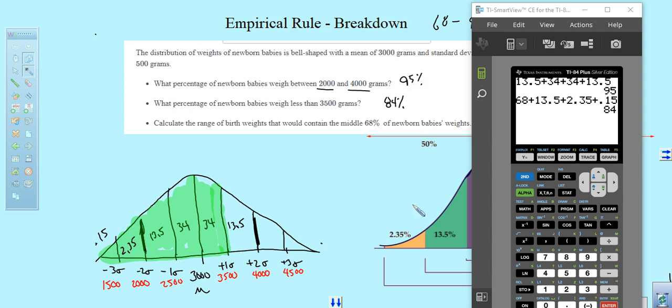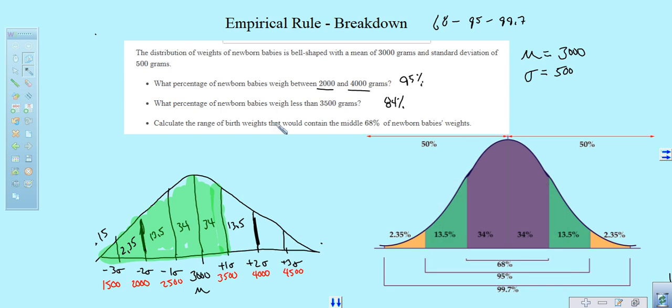So let's play around with this a little bit, and let's go ahead and answer the last questions that are here. So then what range is in the middle 68? Well, the middle 68 would be 1 standard deviation to 1 standard deviation, so that's 2,500 to 3,500.